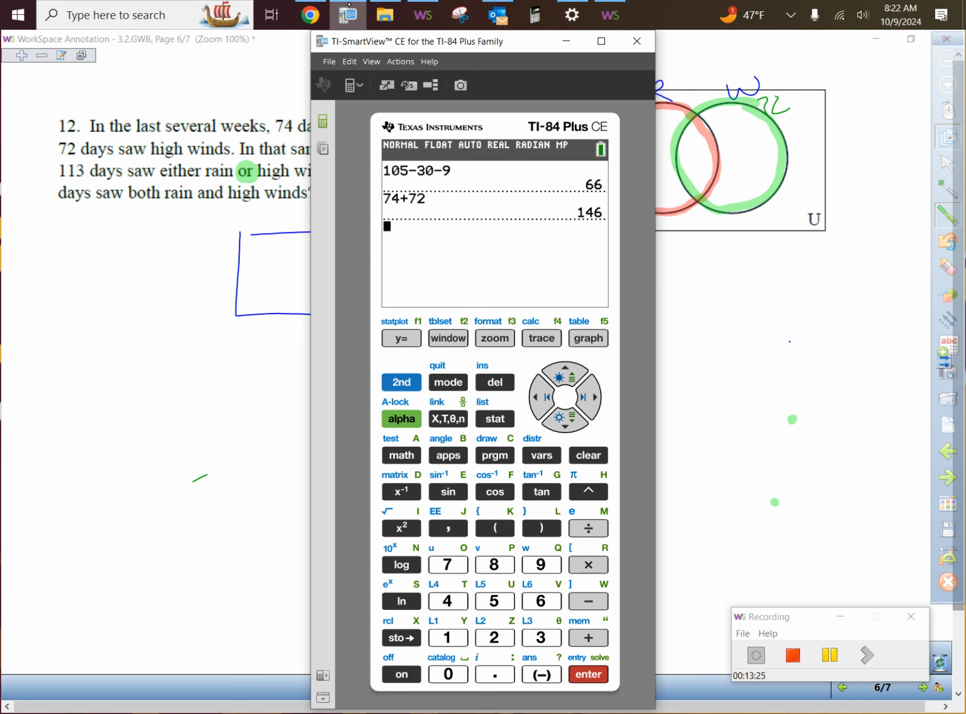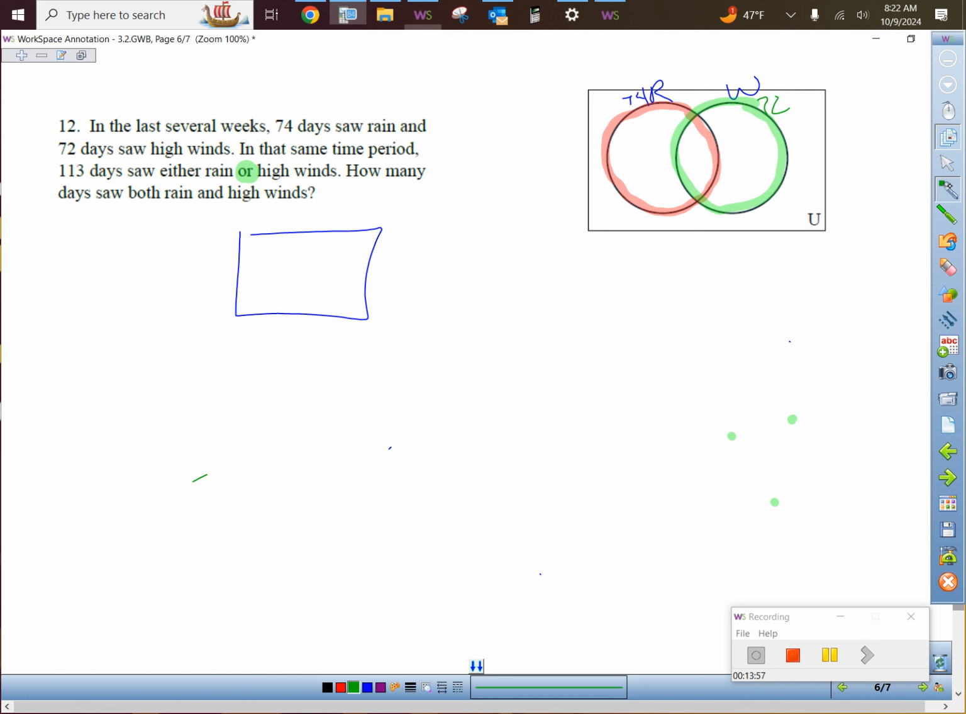So how would I find that? If I know I got 146 total, but it's only supposed to add up to be 113, what should you do with those numbers? Subtract them. Minus 113. And did you get 33? 33 days were counted twice. So you put the 33 in here, and then we can go back and figure the other two numbers out.